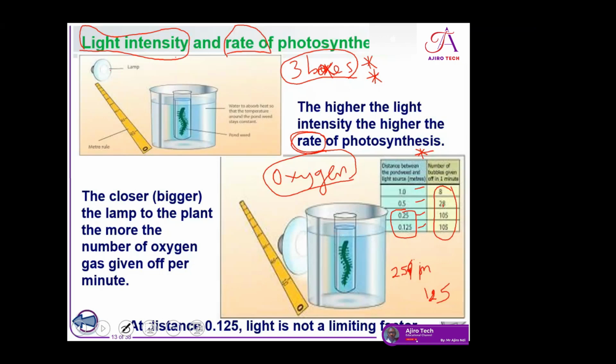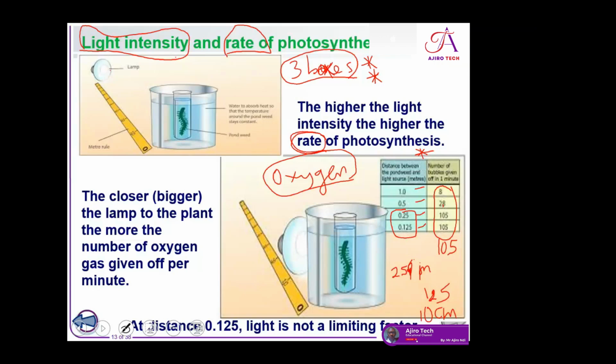So it means that the chlorophyll in the leaf has absorbed the light to the maximum they can take within the unit of time. So any further increase in the light intensity will no longer increase the number of what? Bubbles. Even if you bring the lamp much closer, let's say to 10 centimeter, the number of bubbles most probably will still remain at 105 because the amount of chlorophyll in the leaf can only absorb that much light within a minute.